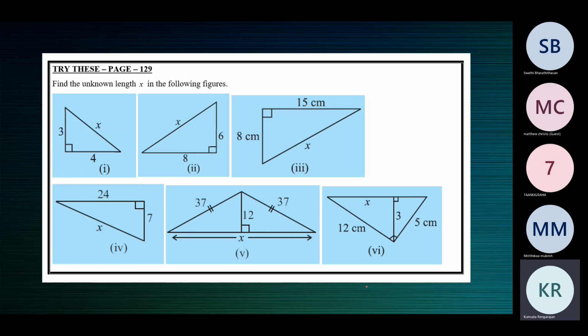What's the answer for the first one? Ma'am, the length of the hypotenuse is 5 centimeter. Yeah, read out your steps, Swati. Yes, ma'am. By applying the Pythagoras theorem, we say that 3 square plus 4 square is equal to x square, ma'am. Correct. 3 square will be 9, and 4 square will be 16. We have to add up these two. So 9 plus 16 is equal to 25 square, ma'am.